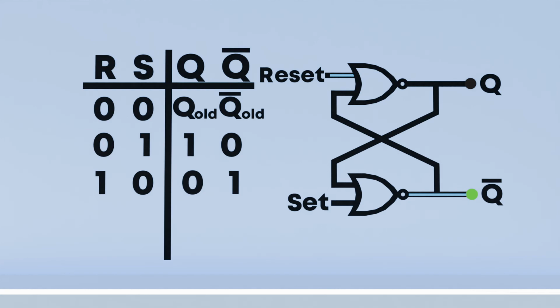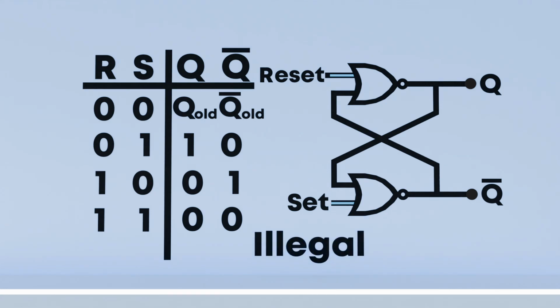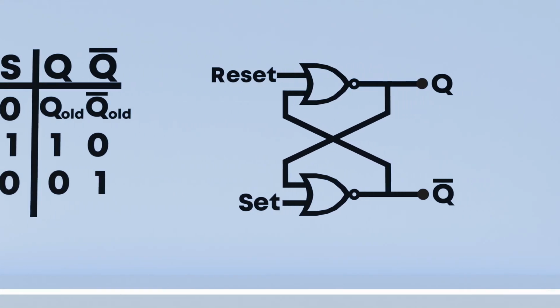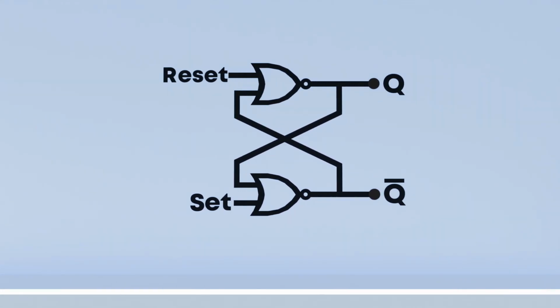And finally, we have the case of both S and R being 1. In this case, both NOR gates output a 0, so both Q and NOT Q are 0. Since Q and NOT Q have the same value, we view this as a sort of illegal set of inputs. It's also not really useful, since if we want Q to be 0, we can just turn R into a 1 and S into a 0. So let's just look at these three cases instead. It might get bothersome drawing out this whole diagram, so let's simplify an SR latch with this symbol.